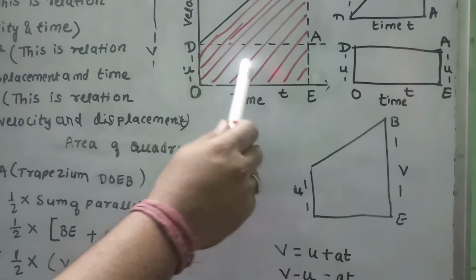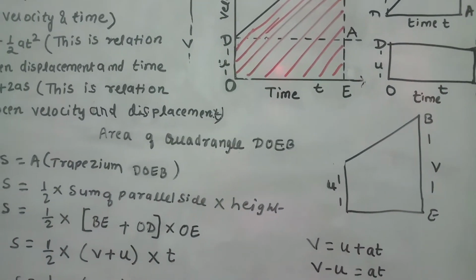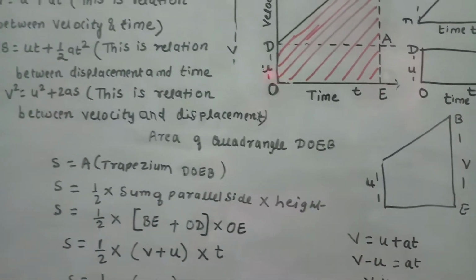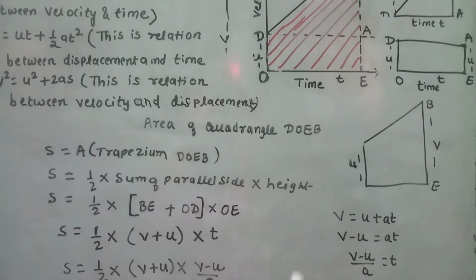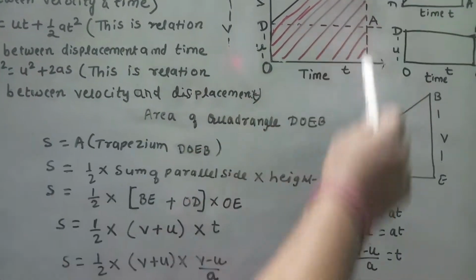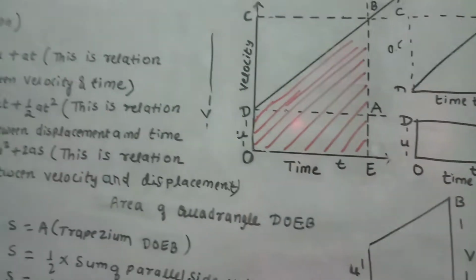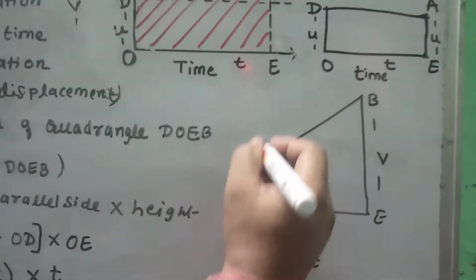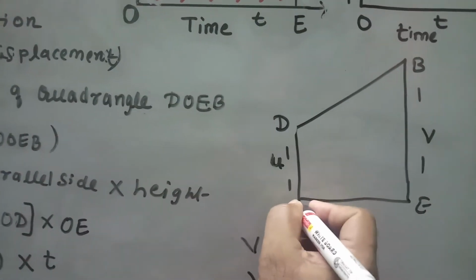But in this case, while deriving the third equation, you don't have to divide this quadrangle. You have to just assume it as a full quadrangle. But actually, what is the shape of this quadrangle? Obviously it is a trapezium.